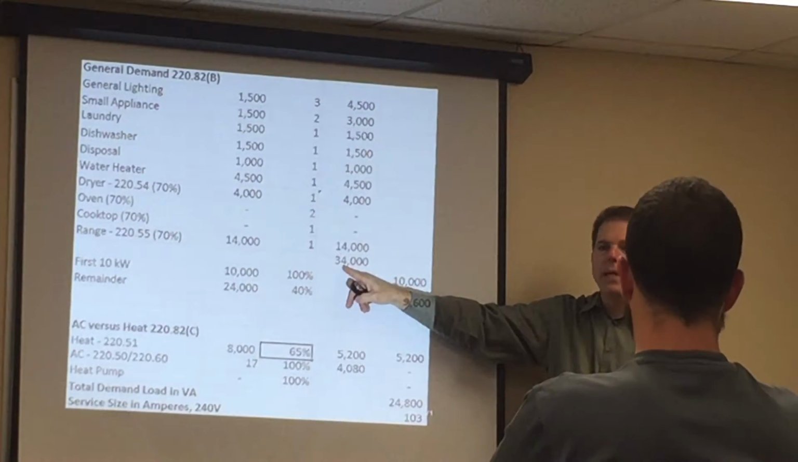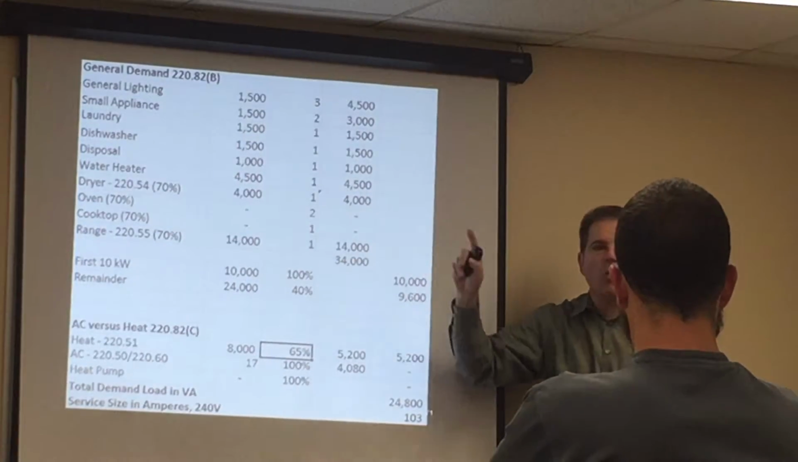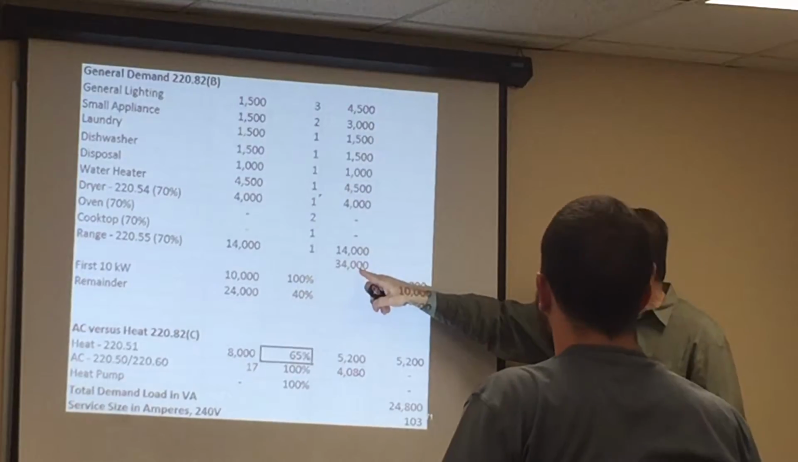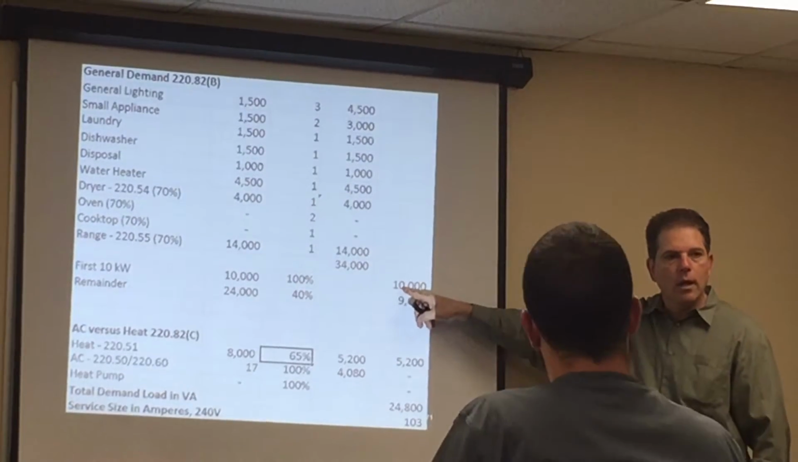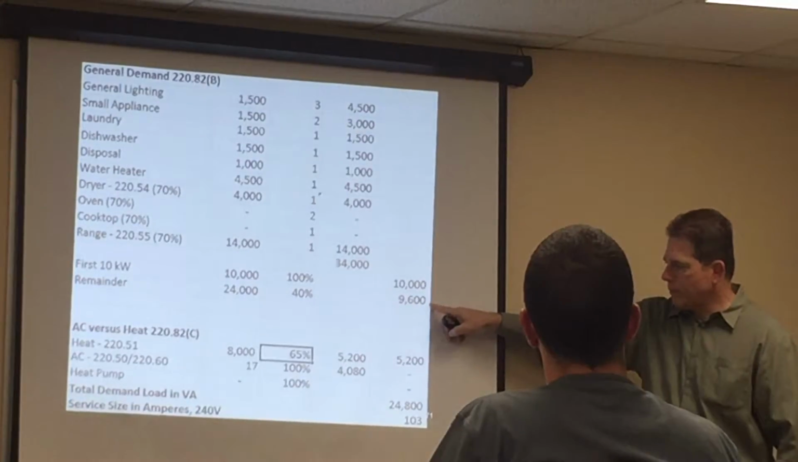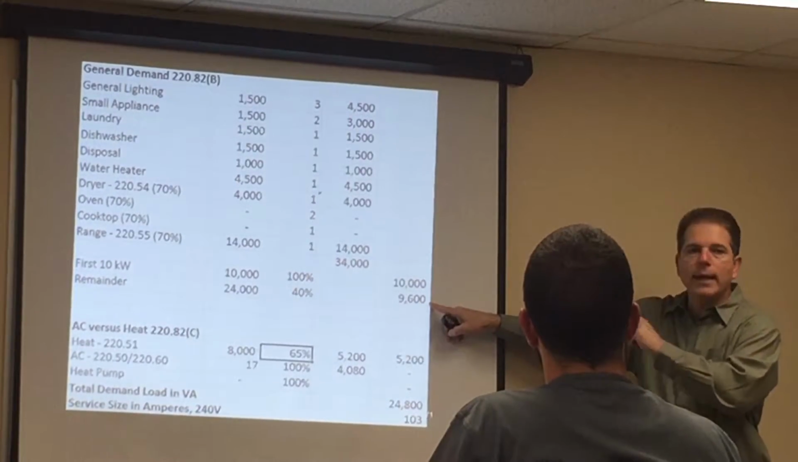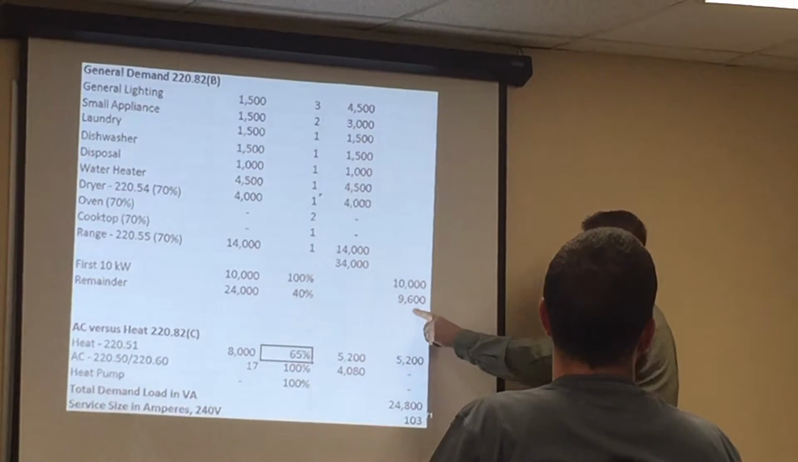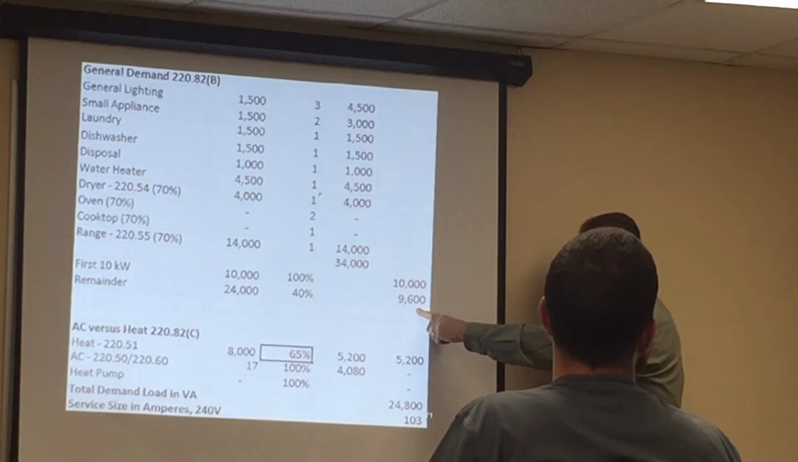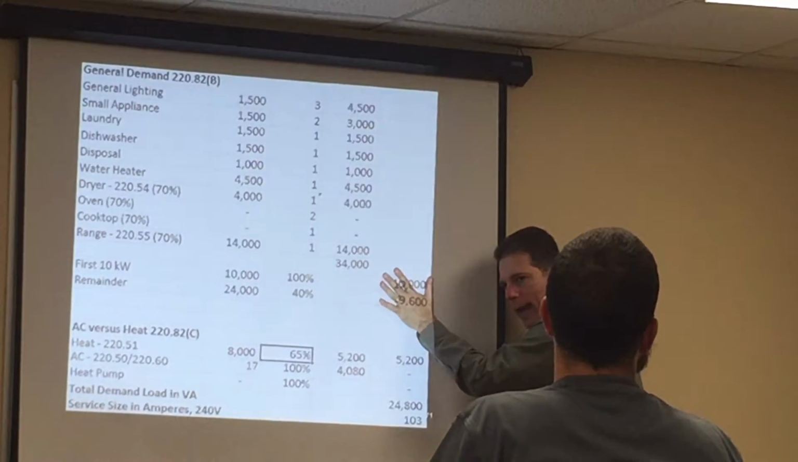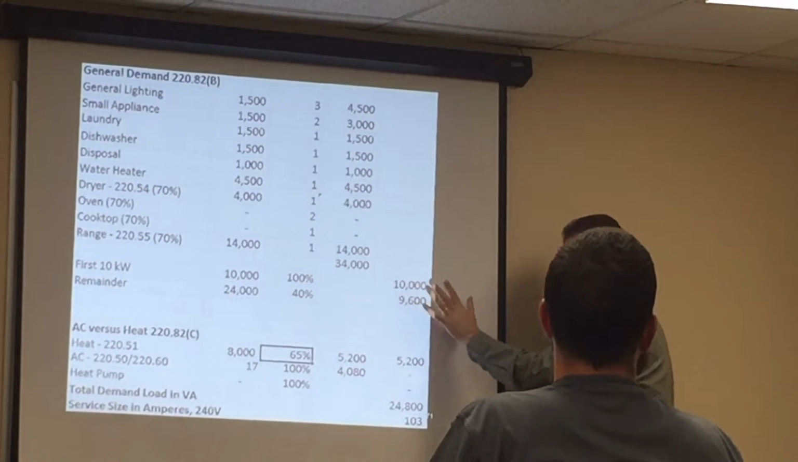And then in 220.82(B), it tells us what demand to put on it. The first 10,000 of this 34,000 is at 100%. The remaining, which is 24,000, is at 40%. So for 220.82(B), our calculated load is 19,600. Hold that. Don't do anything with that. Just sit on it for a second.